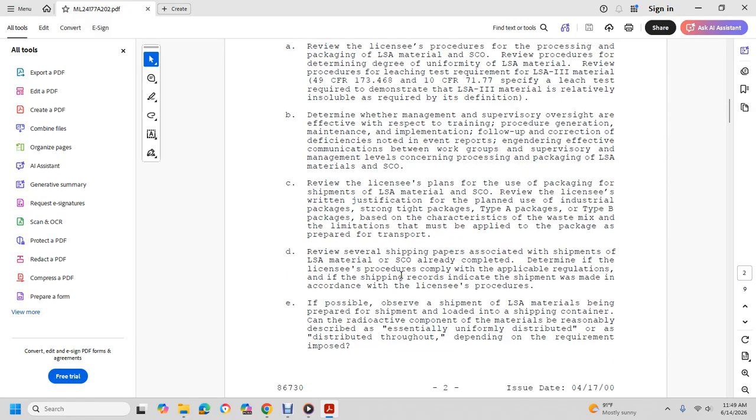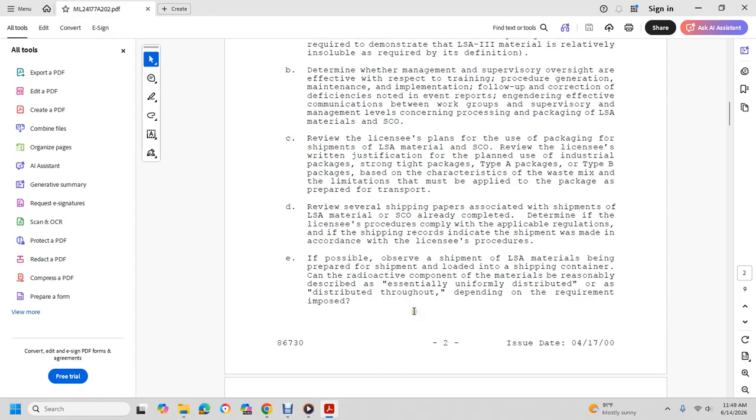Review several shipping material papers associated with shipments of LSA material and SCO that are already complete. Determine if the licensee procedures comply with the applicable regulations, and if the shipping records indicate the shipment was made in accordance with the licensee procedure. If possible, observe the shipment of the LSA material at the beginning, as prepared with the shipment loaded with the shipping container with the radioactive components of material, the responsible person describing the essential uniform distribution throughout, depending on the requirements imposed.